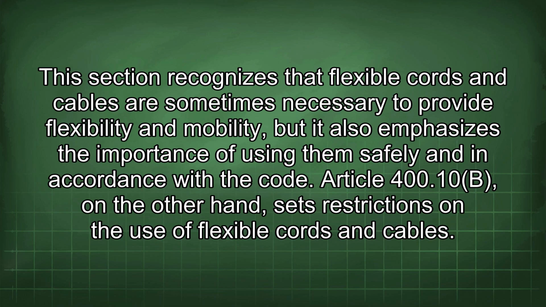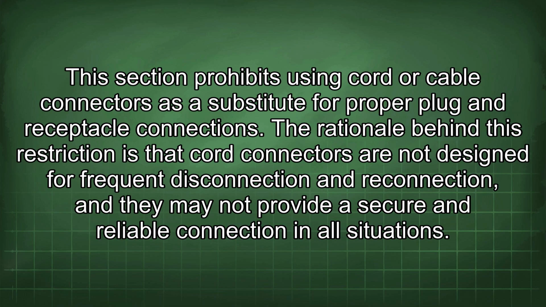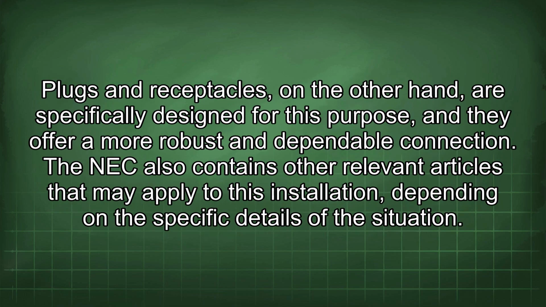Article 400.10(B), on the other hand, sets restrictions on the use of flexible cords and cables. This section prohibits using cord or cable connectors as a substitute for proper plug and receptacle connections. The rationale behind this restriction is that cord connectors are not designed for frequent disconnection and reconnection, and they may not provide a secure and reliable connection in all situations. Plugs and receptacles, on the other hand, are specifically designed for this purpose, and they offer a more robust and dependable connection.